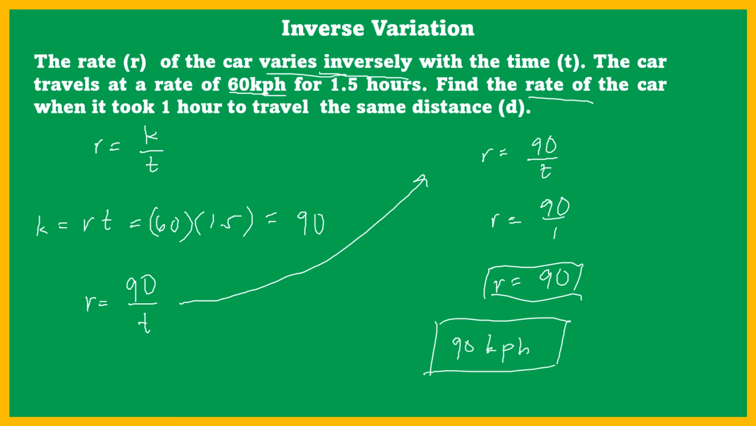So when there is a problem, especially when there is a unit of measurement, please do remember that in the final answer, the unit of measurement should be included. And in this problem, the rate of the car when it took 1 hour is 90 km per hour. And that is the inverse variation.